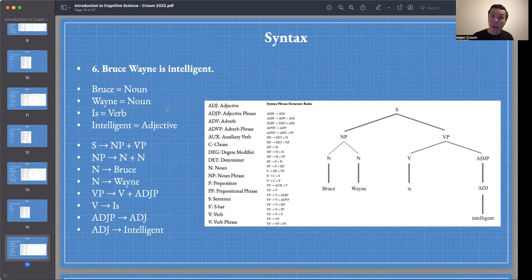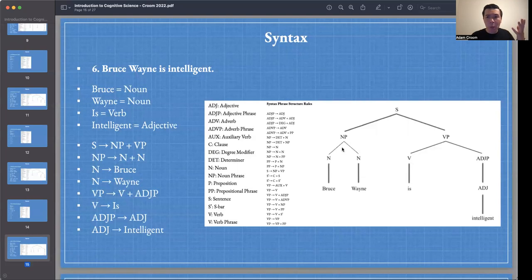So Bruce is a noun, but so is Wayne. All right, so those are both nouns. Okay, and there's a rule that allows us to combine two nouns to form a noun phrase. And that rule is right here. An NP can take an N and an N. So that's what we use over here. The N and the N in this case are Bruce and Wayne. So boom, that's our noun phrase in this case.